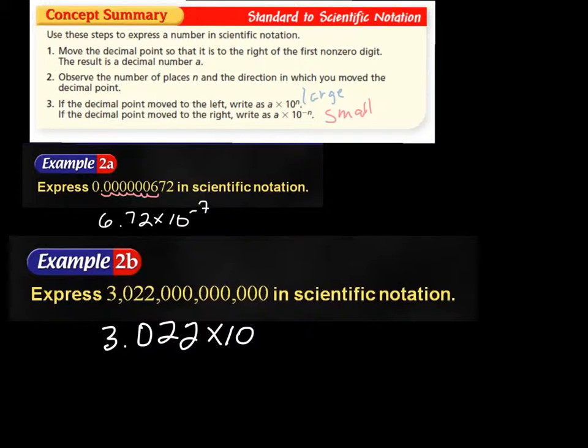So I'm going to count how many places I had to move my decimal here, and I'm going to move it 1, 2, 3, 4, 5, 6. So the commas are helpful. 7, 8, 9, 10, 11, 12 places. Okay, so you can kind of see what I would normally do. I would count those commas and just go, hey, I've got 1, 2, 3, 4 sets of 3, so 4 times 3 is 12, and you're done.